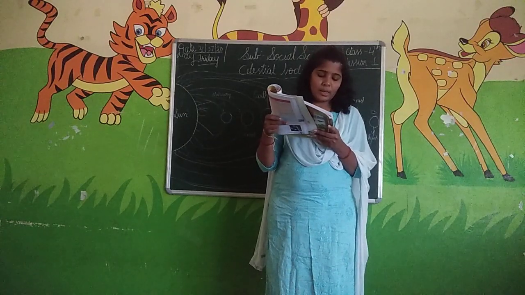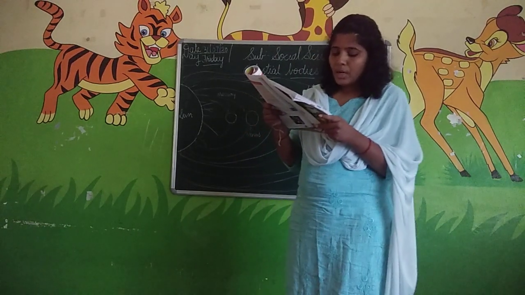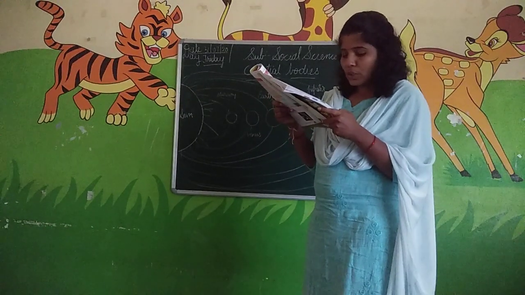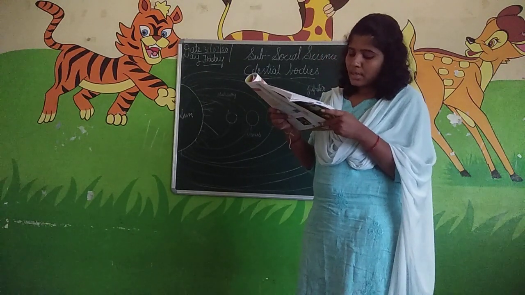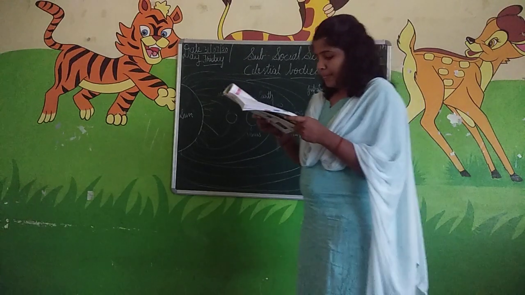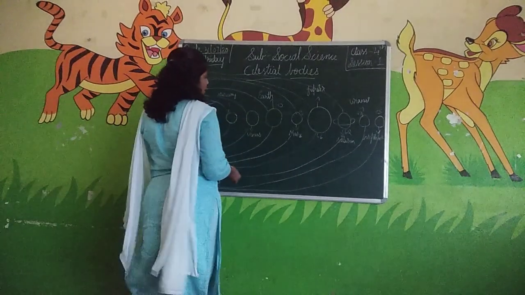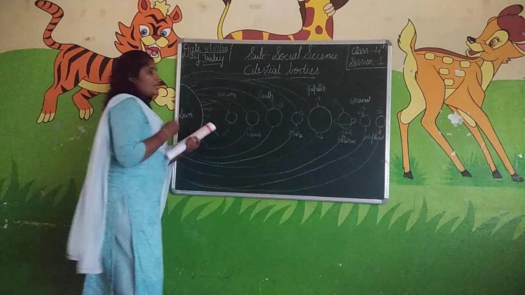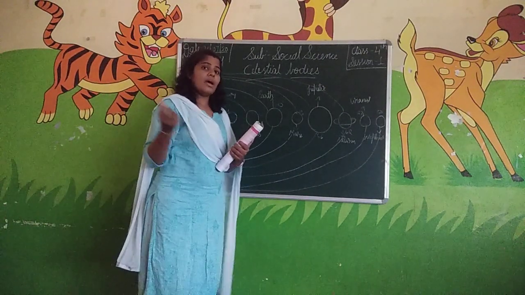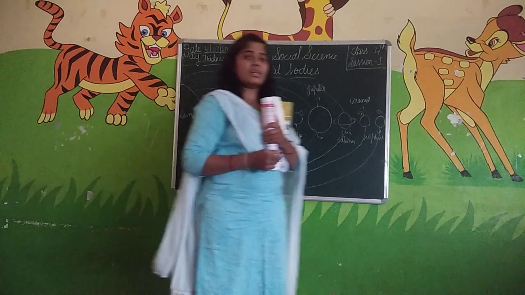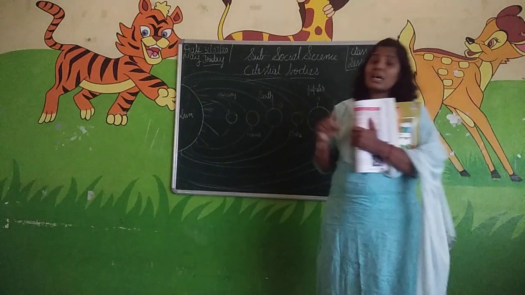Next is meteors. Meteors are burning meteoroids which we see as a bright streak of light flashing for a moment across the sky. Like I said before, meteoroids are heavenly rocky bodies which revolve around the sun. Meteors are these rocky bodies which burn themselves in the sky at night. When you are looking at the sky, suddenly you can see a star falling. That's not a star. They are meteors.